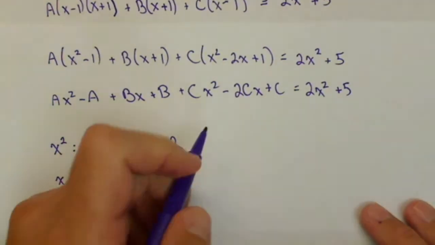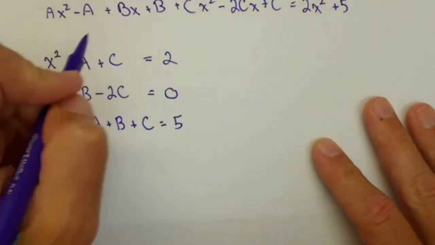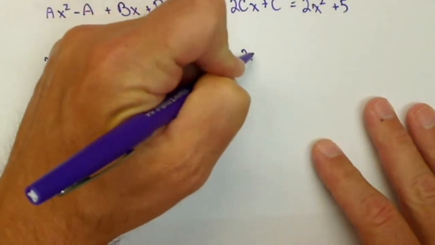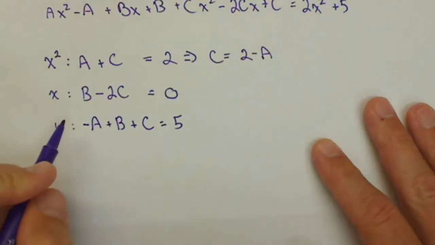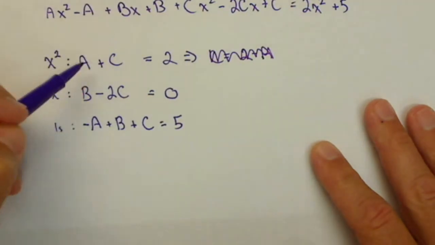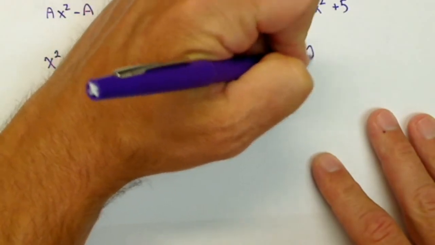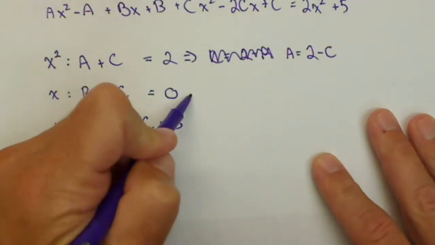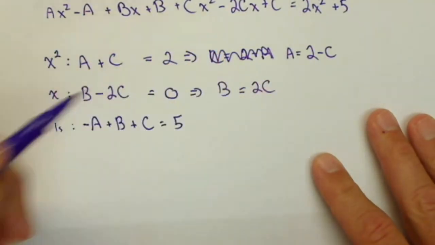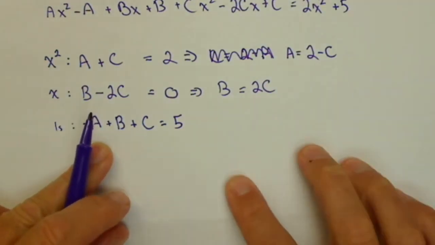Then what I see is I can solve my first equation. So I'm going to just come down here so we have enough room. Excuse me, I'm going to solve them all in terms of c. So a equals 2 minus c, and b equals 2c.